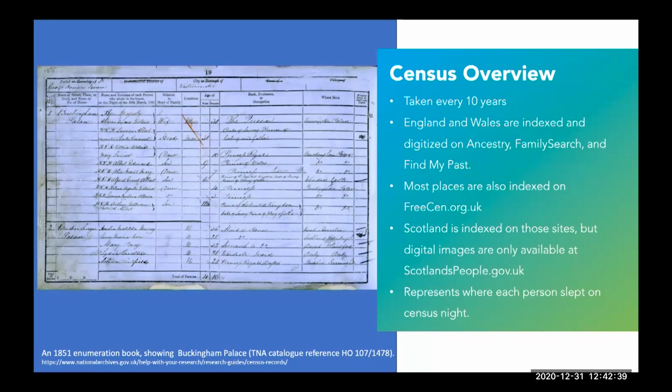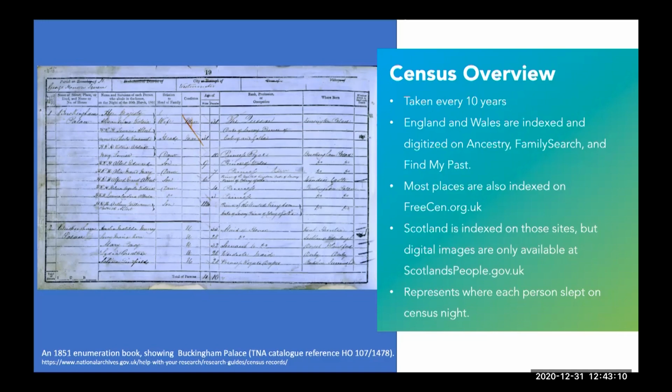They're readily indexed for England and Wales and digitized on Ancestry, FamilySearch, and Findmypast. They're also indexed on freecen.org.uk, as in free census. So that is a free index, even if you can't get to the images that way. Scotland is also indexed on those sites, but the digital images are only available from scotlandspeople.gov.uk.